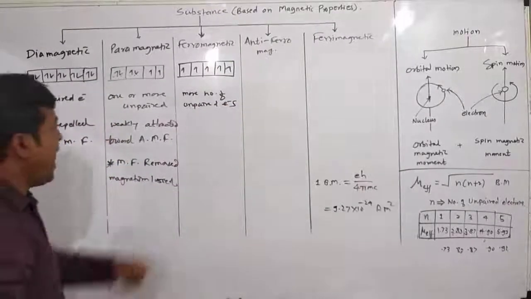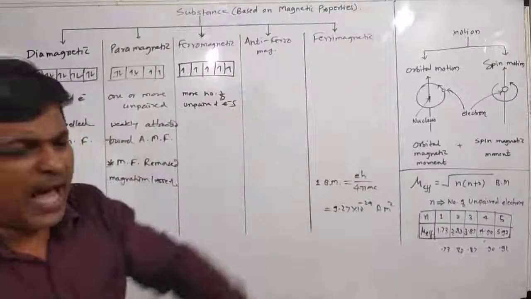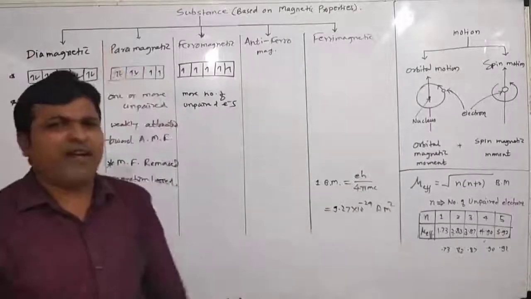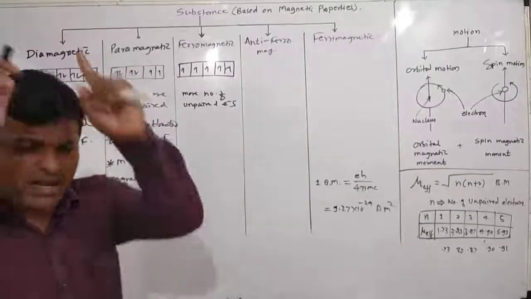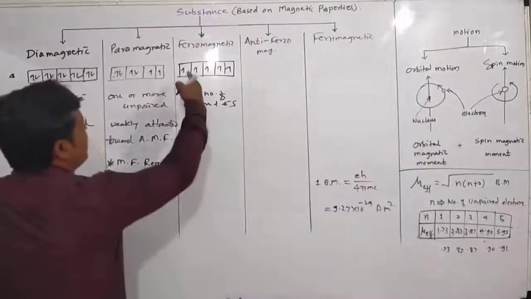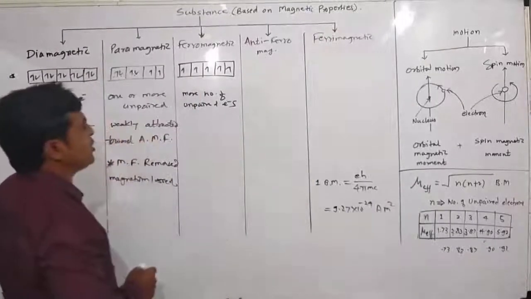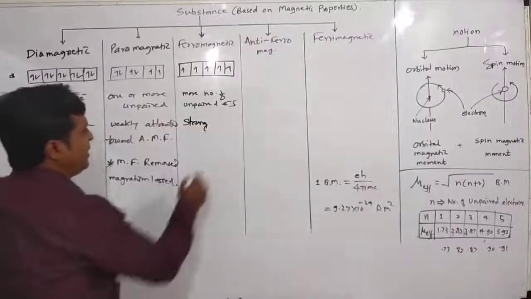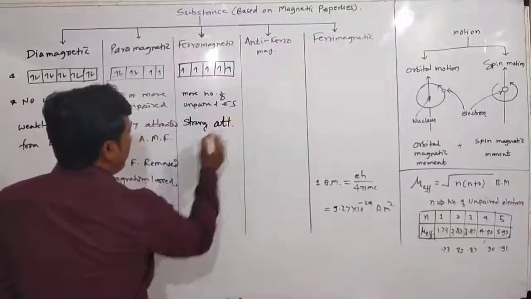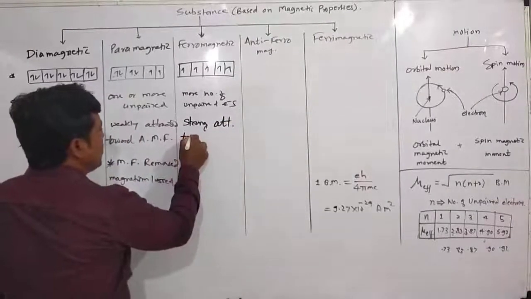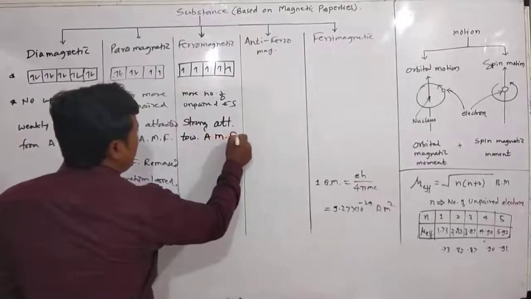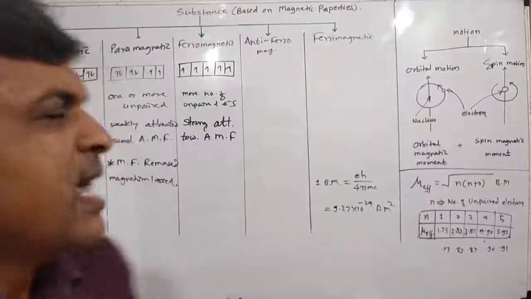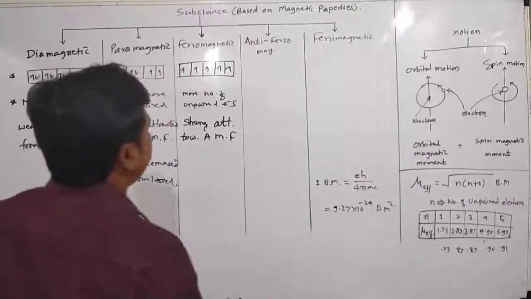And when a magnetic field is applied, all electrons are in parallel fashion, the spins are parallel, and they show a magnetic effect. They are strongly attracted towards the applied magnetic field. So ferromagnetic substances are strongly attracted towards an applied magnetic field.